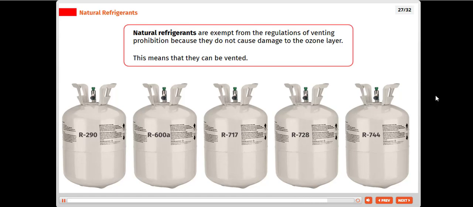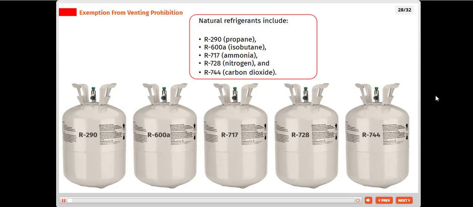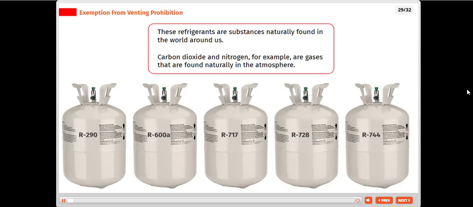Natural refrigerants include R290, propane, R600A, isobutane, R717, ammonia, R728, nitrogen, and R744, carbon dioxide. These refrigerants are substances naturally found in the world around us. Carbon dioxide and nitrogen, for example, are gases that are found naturally in the atmosphere.